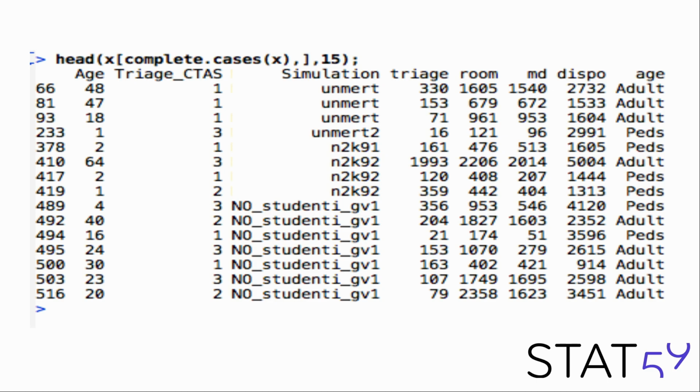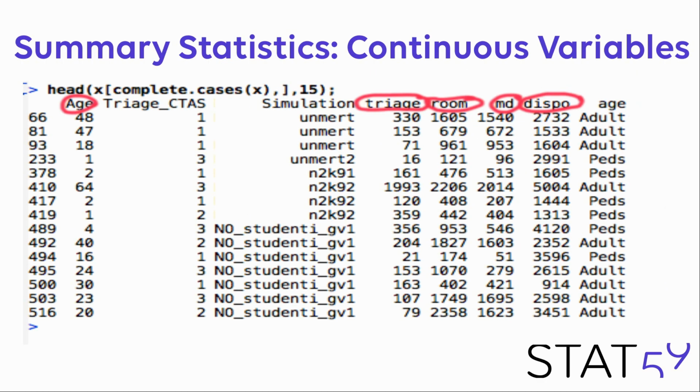Now, how are we going to summarize this data to make it useful for our readers? We're going to start by looking at some of the continuous variables. The continuous variables are things such as age, time to triage, time to room, and you can see how they're written up on our data set. Age, for instance, could go anywhere from 1 to 100. We see the time, which is the time from arrival at the simulation till the time of triage, could vary from 1 to 2000. These are continuous variables.